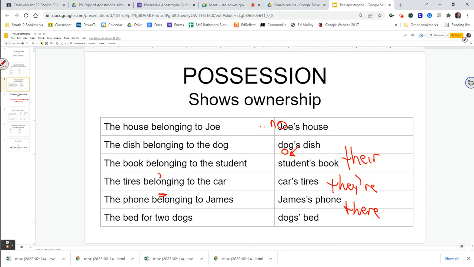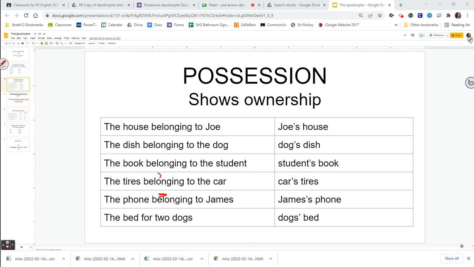See what happens if I go there? It does. Nice. Oh, it doesn't erase my writing. How do I do that? I turn this one around. There we go. Okay.